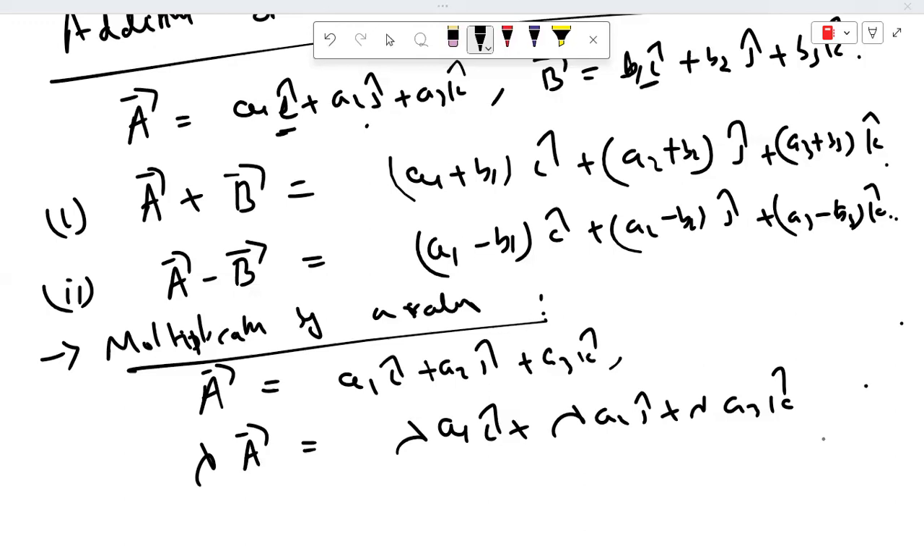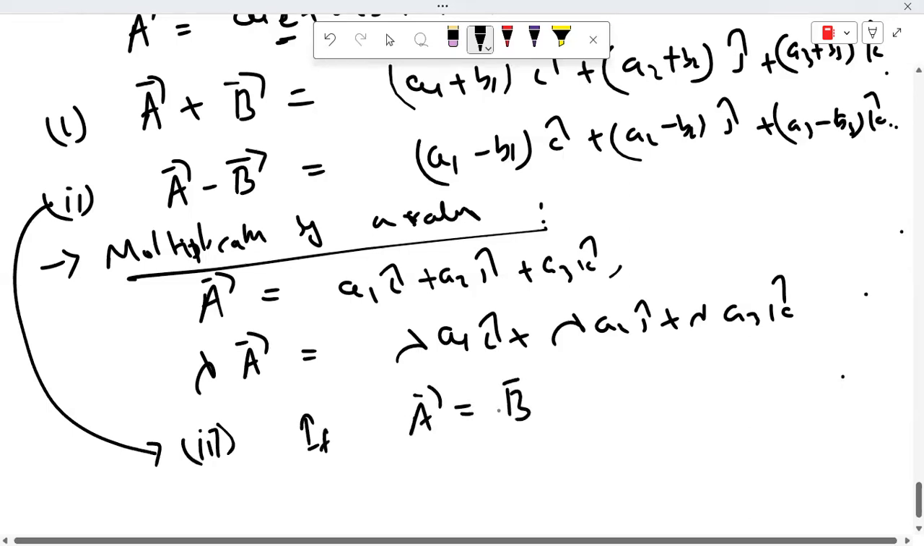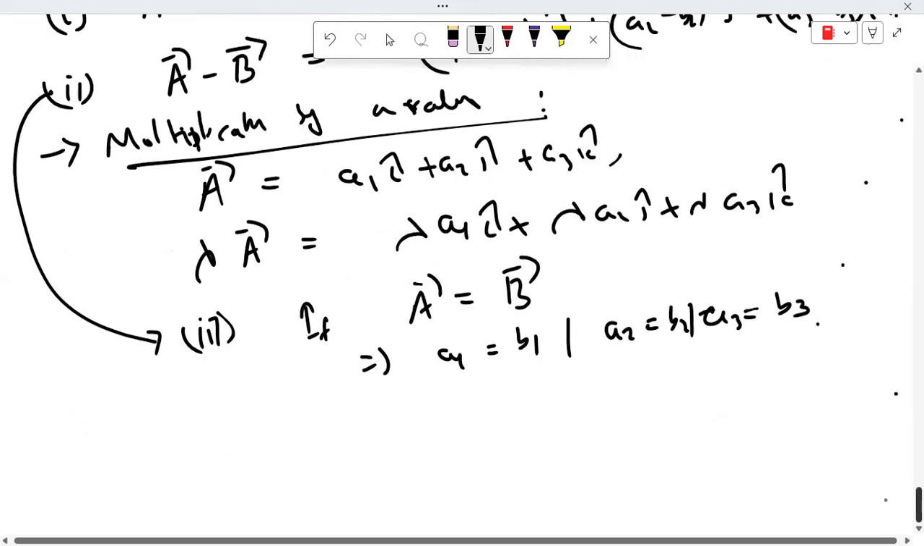Okay. And write a third point in this. If A vector is equal to B vector, then A1 must be equal to B1, A2 must be equal to B2, and A3 must be equal to B3. The components must be equal as is.